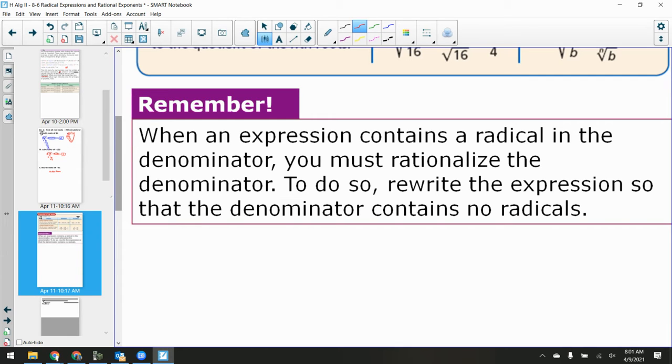When an expression contains a radical in the denominator, you must rationalize the denominator. Okay? Make sure that you're always rationalizing the denominator where you need to. To do so, rewrite the expression so that the denominator has no radicals.